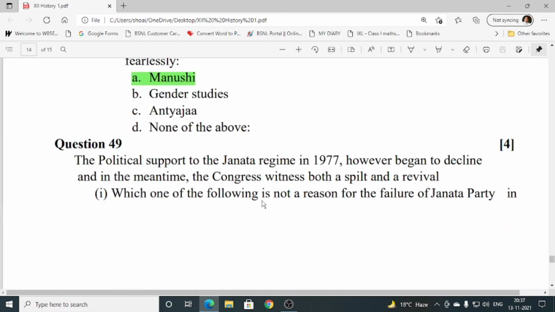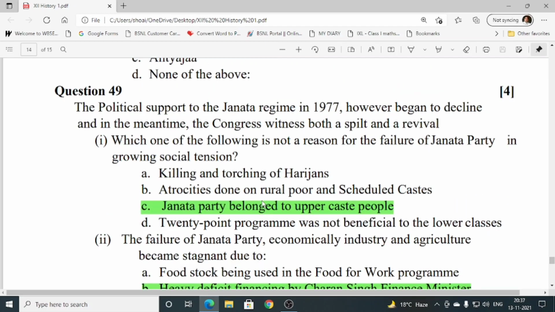Number 49, the political support of the Janta regime in 1977, however, began to decline, and in the meantime, Congress witnessed both the split and the revival. So, accordingly, which one of the following is not a reason for the failure of Janta Party in growing social tensions? Which one is not the reason? So, C, Janta Party belonged to the upper caste people. This is not the reason.